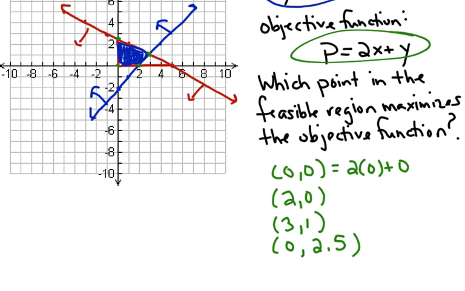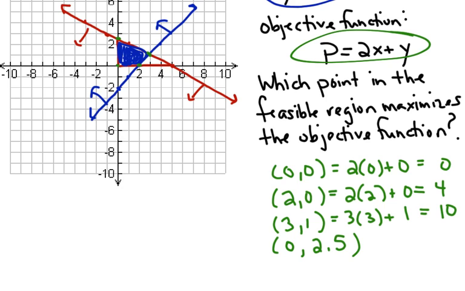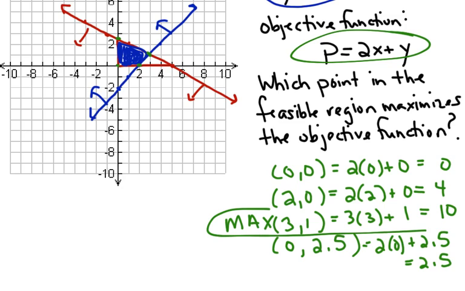So 2 times 0 plus 0 is 0. Well, I'm pretty sure that's not going to give me the maximum. The second one, 2 times 2 plus 0 is 4. The next one, 3 times 3 plus 1 is 10. And the last one, 2 times 0 plus 2.5 is just 2.5. Well, it turns out that 3, 1 gives me my maximum value of the objective function. And that's all we have to do right now.